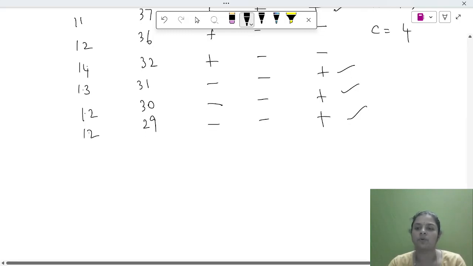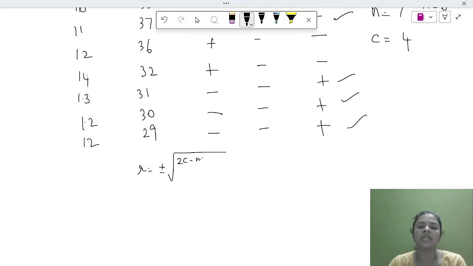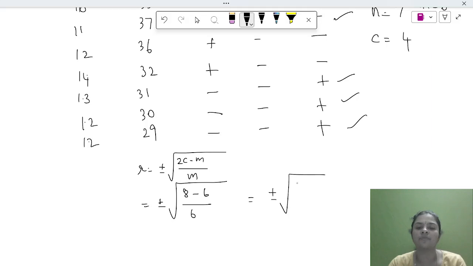So the formula goes as r is equal to plus or minus root of (2c minus m) by m, which is plus or minus root of (2 into 4, 8, minus m, m is 6) by 6. So plus or minus root of 2 by 6, or 1 by 3. What is root of 1 by 3?